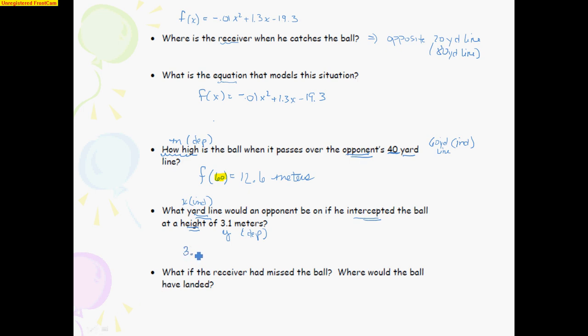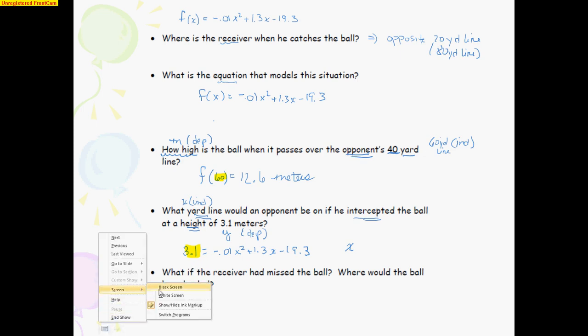Replace y, or f of x, with 3.1, and then give me... I don't need to see algebra when you've got your calculator. I need to see the setup. I have to see that you put y into the appropriate place. But then let's just go to your calculator.